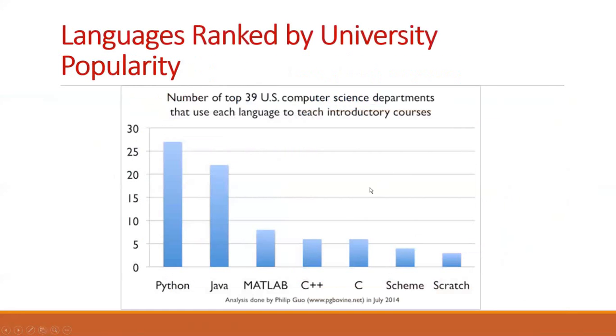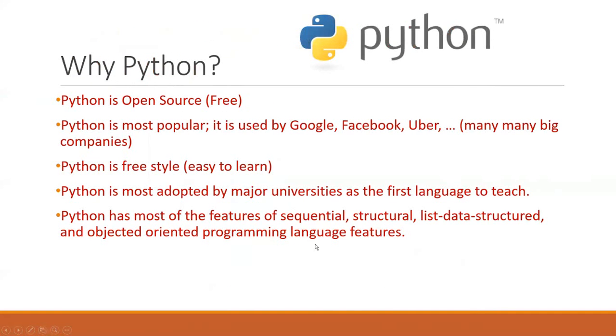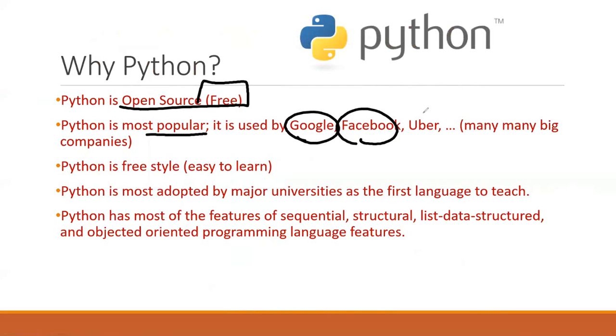These few different slides, I will run faster because these are general knowledge, not really related to the Python language. Among the top 39 computer science departments, Python is the most popular language used for introductory programming courses. So why use Python? Because Python is open source, everybody can download it. Python is most popular, and it is used by Google, Facebook, Uber, and many big companies.